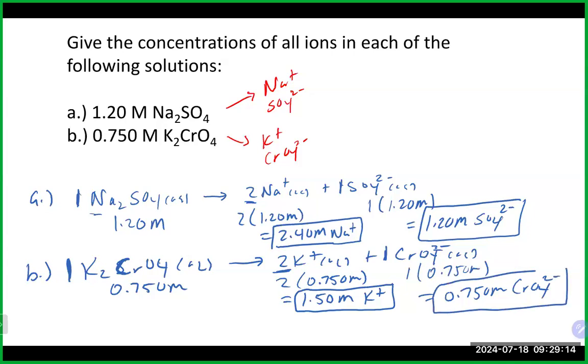Again, in the second situation here, we have twice as much potassium as we do chromate for every one that breaks apart. So the concentration of potassium in that solution is twice as concentrated as the chromate ions floating around. Any question on either of those? All right, we'll leave it there for now.